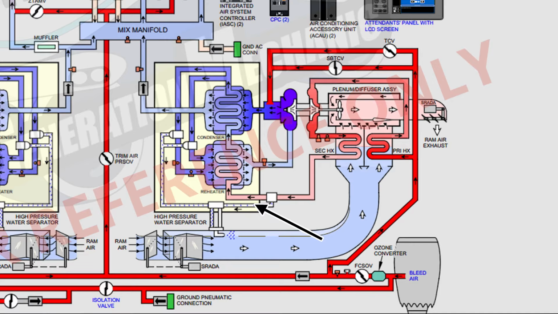From the high pressure water separator, the bleed air goes into the turbine, which decreases air temperature by expansion of the bleed air. This cooled air is sent into the mixed manifold and into the aircraft cabin. Let's dive a bit deeper into the high pressure water separator.